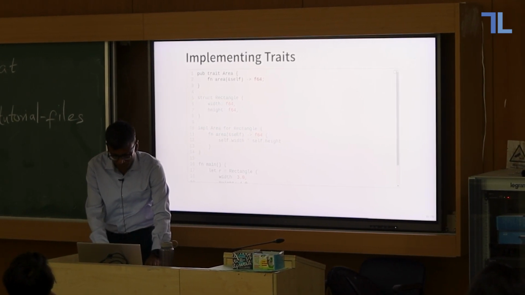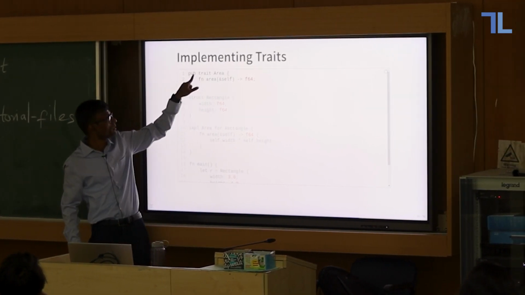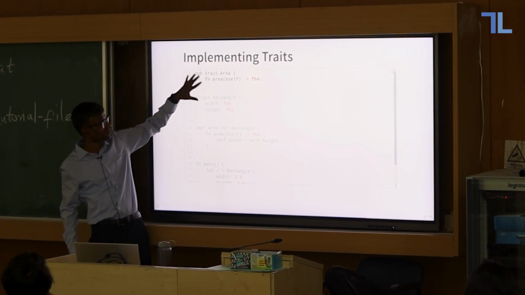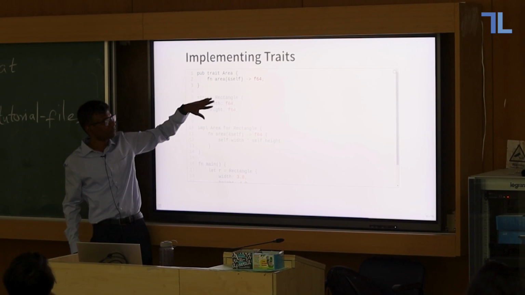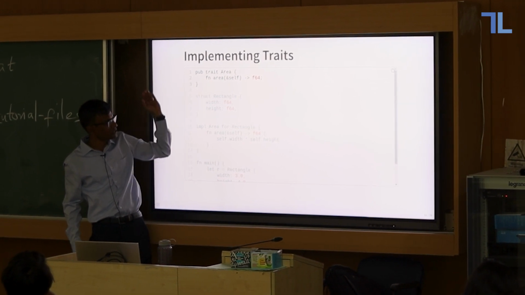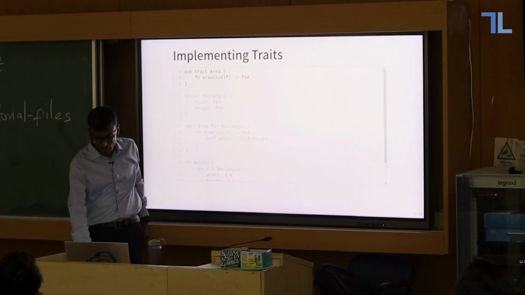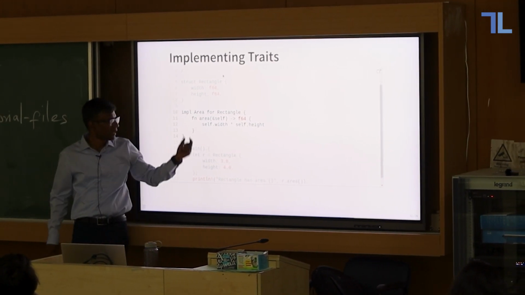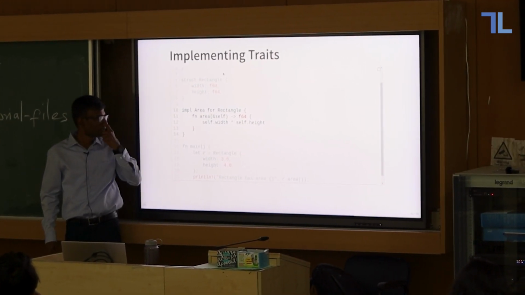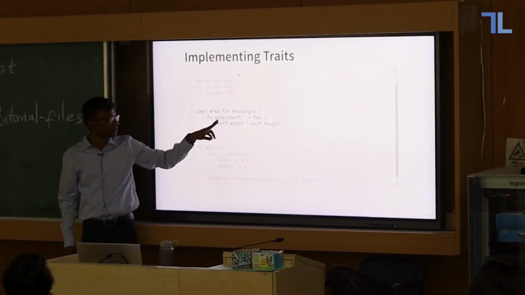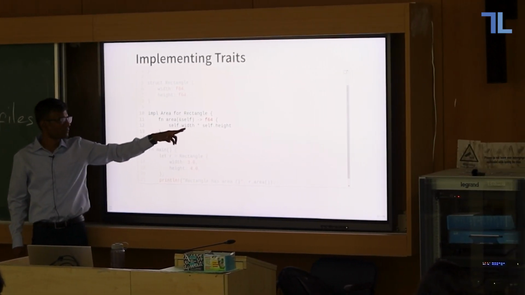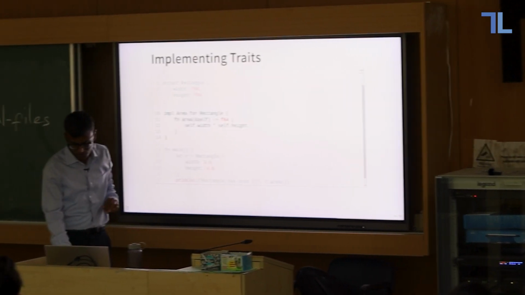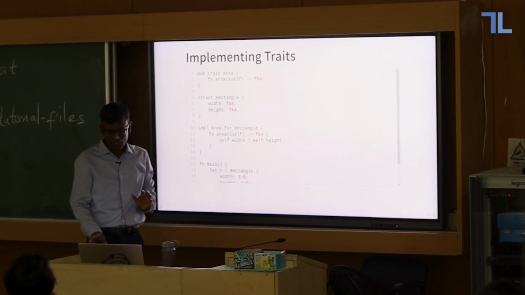Here I have the area trait. It's a pub, which is again some keyword I'm introducing. It's a public trait, so it is available to functions which are outside this file. Then I have a rectangle structure, and I'm implementing area for the rectangle. The rectangle has width and height, so the implementation is self.width times self.height. So this is just a simple implementation of the area trait.